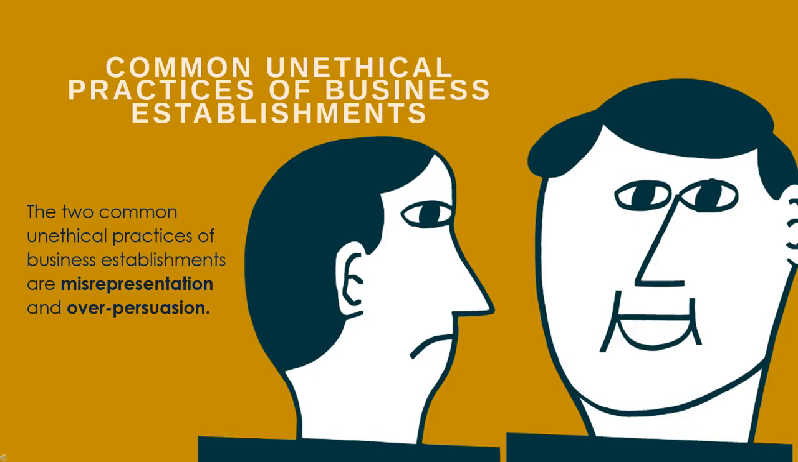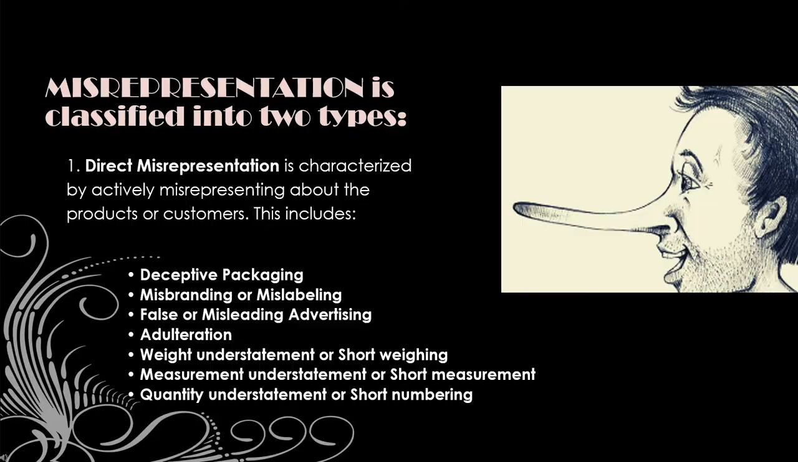Common unethical practices of business establishments. Unethical problems in business ethics occur in many forms and types. The most common of these unethical practices of business establishments are misrepresentation and over-persuasion. Misrepresentation is classified into two types. First is direct misrepresentation. Direct misrepresentation is characterized by actively misrepresenting the products or customer.